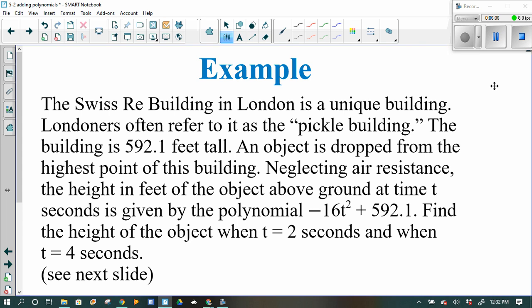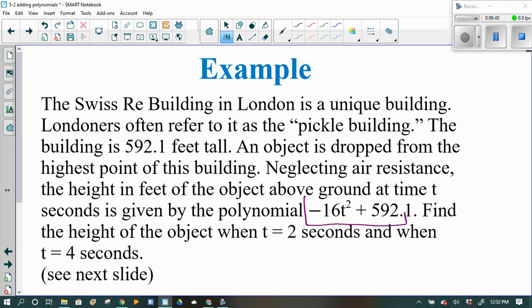All right, so here's an example using our word problems. The Swiss Re building in London is a unique building. Londoners often refer to it as the Pickle Building. The building is 592.1 feet tall. An object is dropped from the highest point of this building, so from here, so we're standing at the very top of the building. Now, if we neglect air resistance, the height in feet of the object above the ground at time t, seconds, is given by this polynomial.